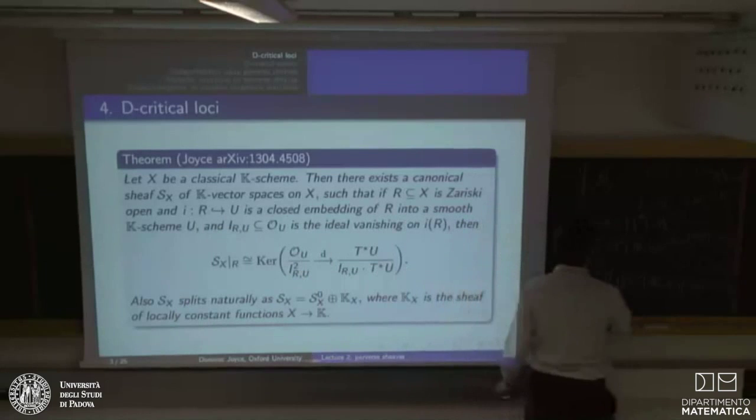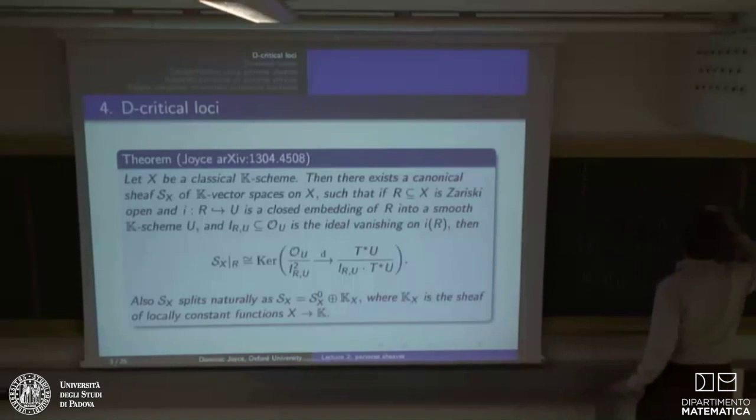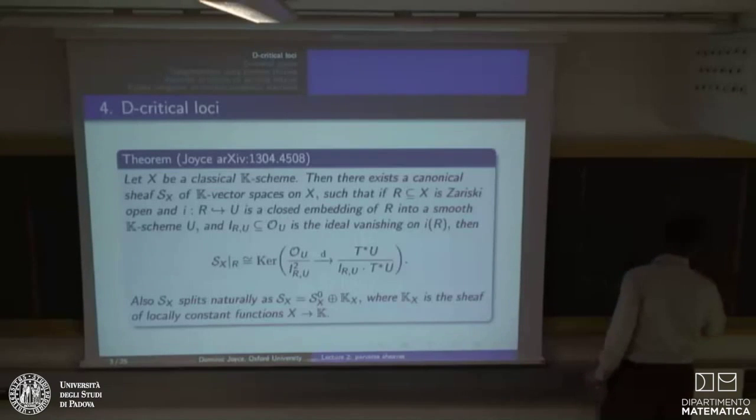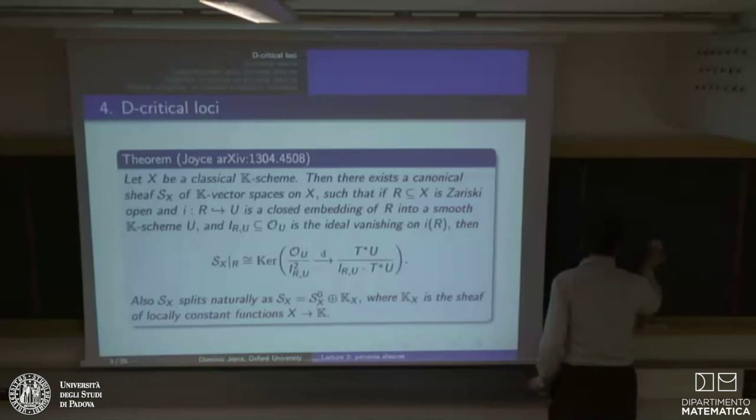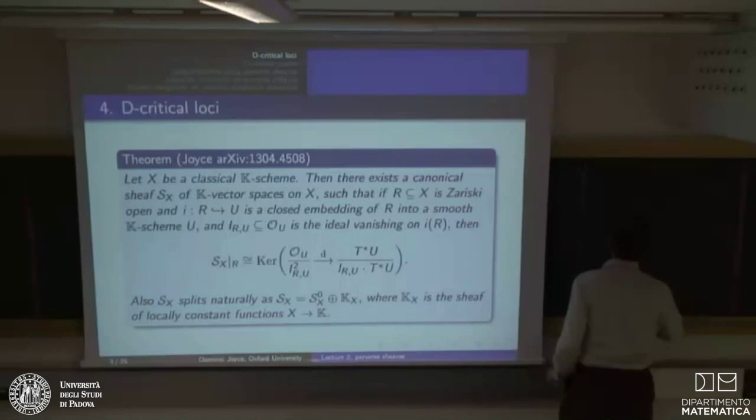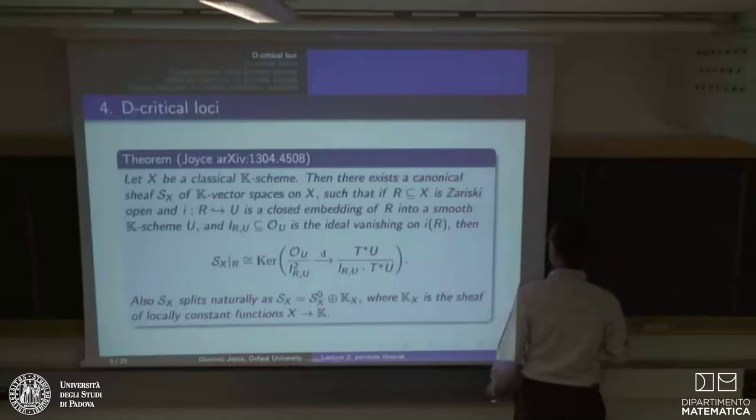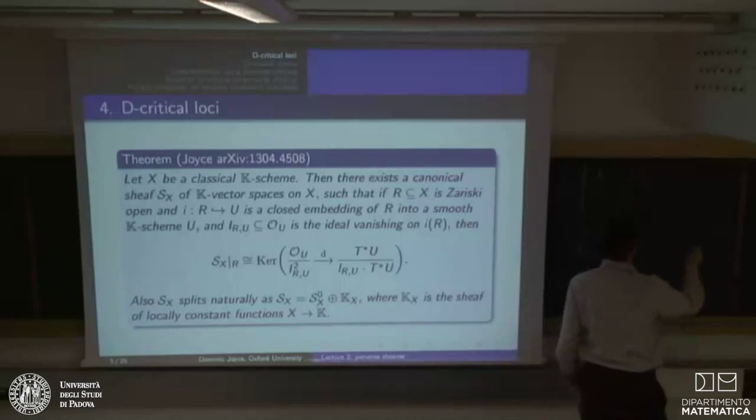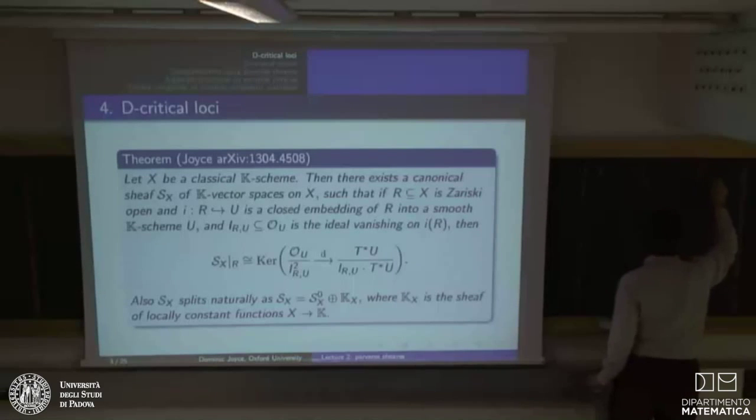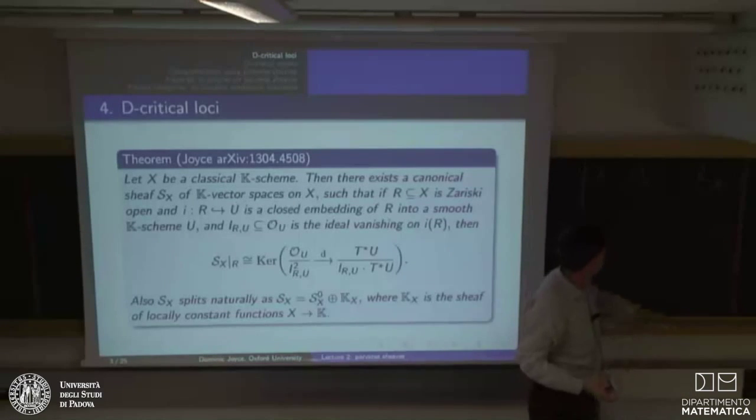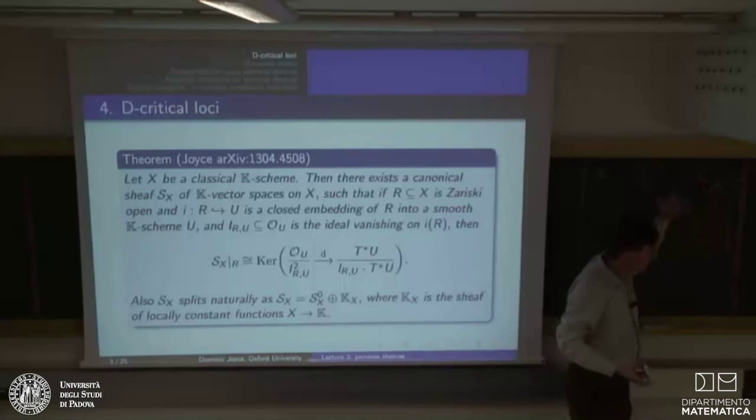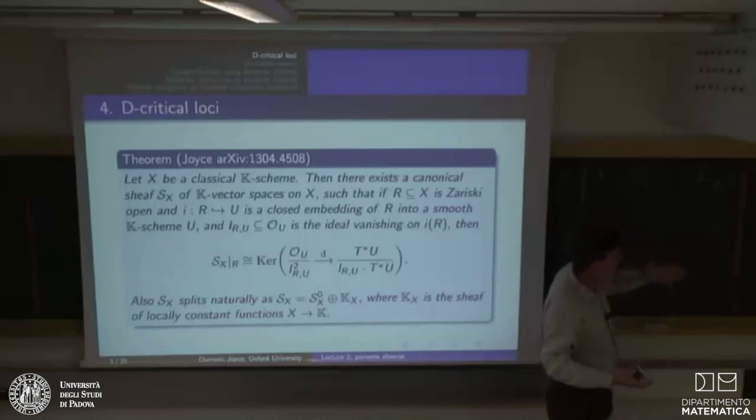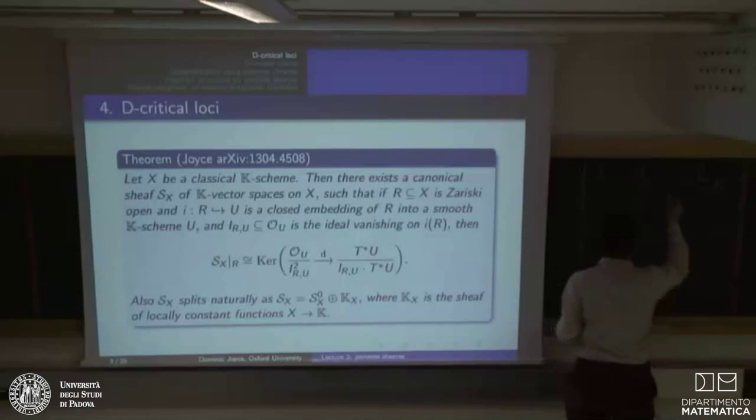So just to give you another perspective on the same sheaf, to make it look a bit more canonical, at least if you know some algebraic geometry. If X is our scheme, then it has a structure sheaf, O_X. It has a cotangent complex, L_X. This is now the cotangent complex of the classical scheme X, in the sense of Illusie. It's not the derived cotangent complexes I was talking about yesterday.